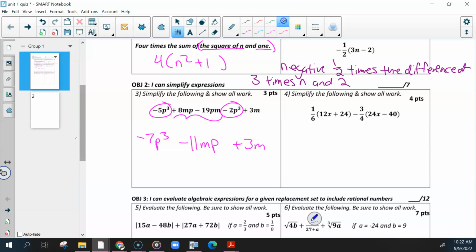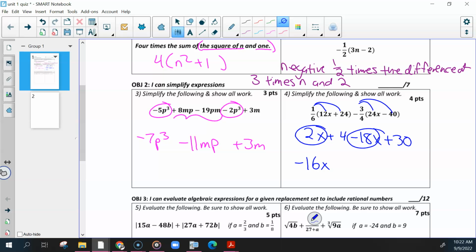For the most part, I think everyone got this one right. Should have distributed here to get 2x plus 4, and then distributed here to get negative 18x. Be careful with your signs here, because this should have been a positive 30. If you got negative 30, it threw off the entire thing. And then combine your x's together. Again, be careful with your signs. This should have been a negative 16. If you got positive 16, you just forgot to bring down your negative.